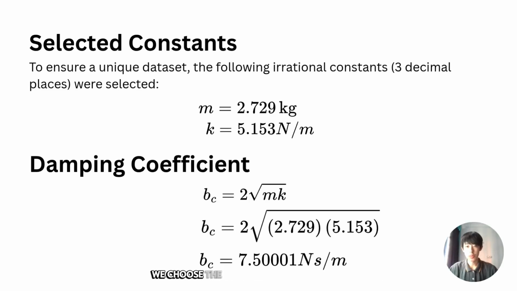For the constants, we choose the mass equal to 2.729 kg and the spring constant equal to 5.153 Newton per meter. And then we calculate the damping coefficient, b equal to 2 square root of mk, and we found the damping coefficient equal to 7.50001 Newton second per meter.